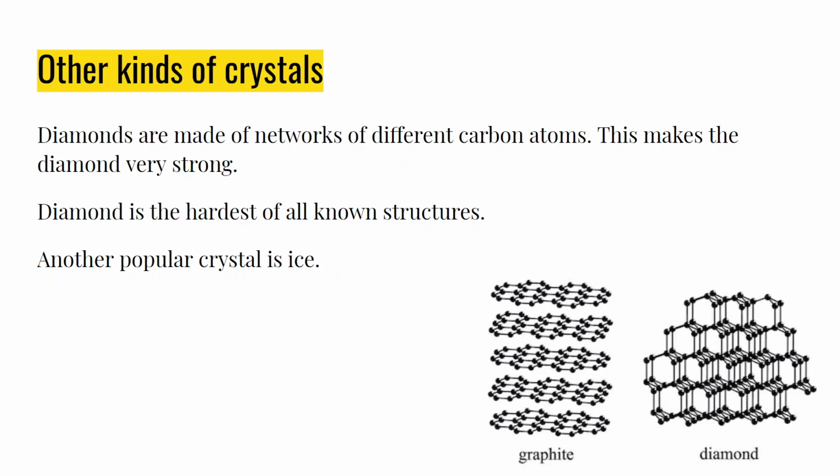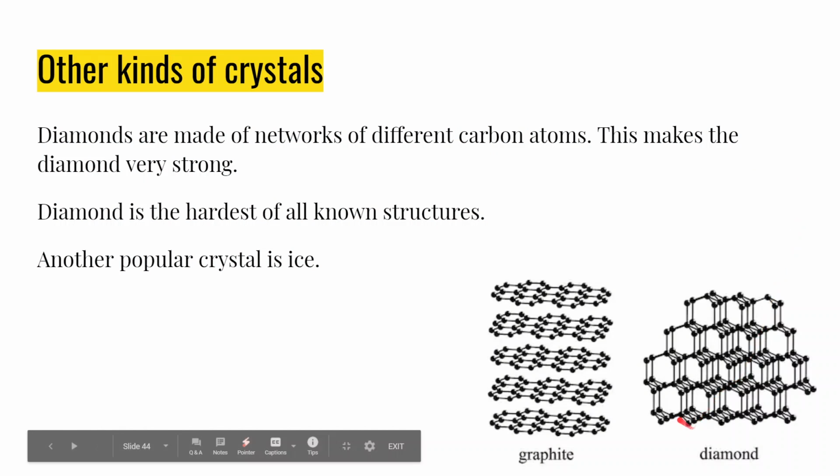Now, another very popular crystal is ice. Ice forms different crystals on different objects, and they look almost similar to the way diamond forms crystals, where it's 1, 2, 3, 4, 5, 6 water molecules really fitting together to create the ice crystal.